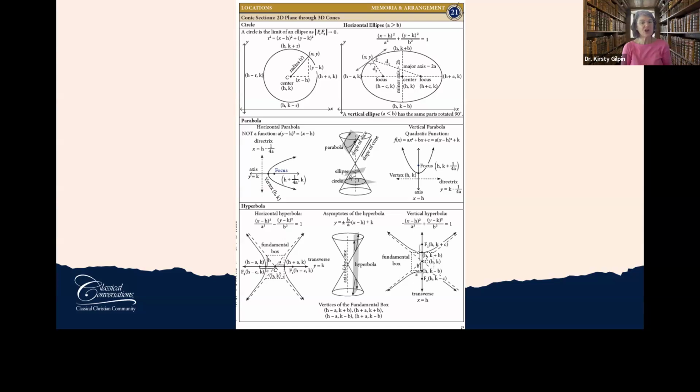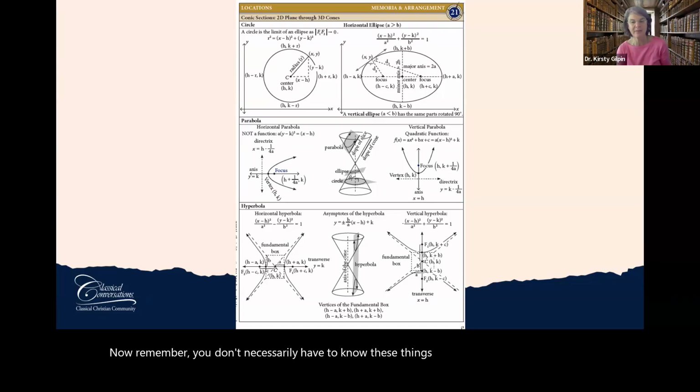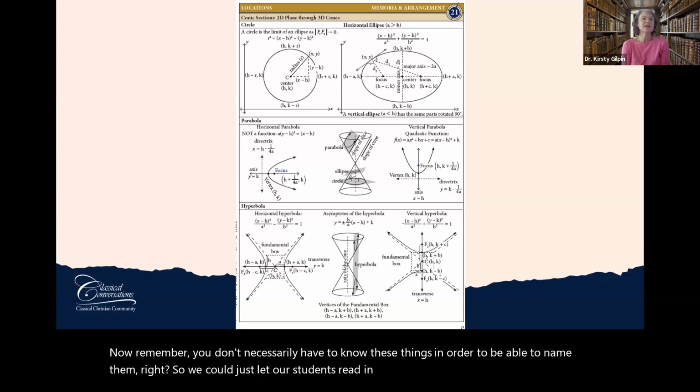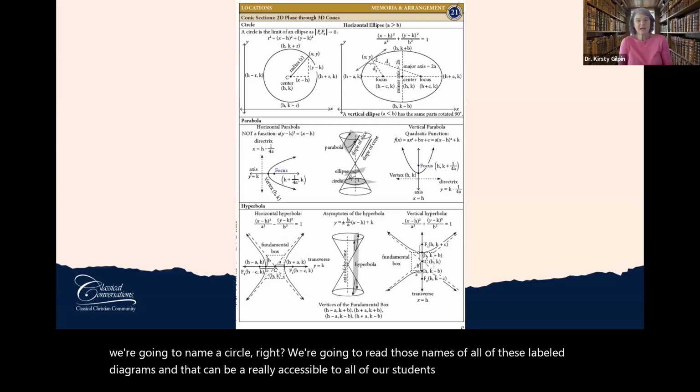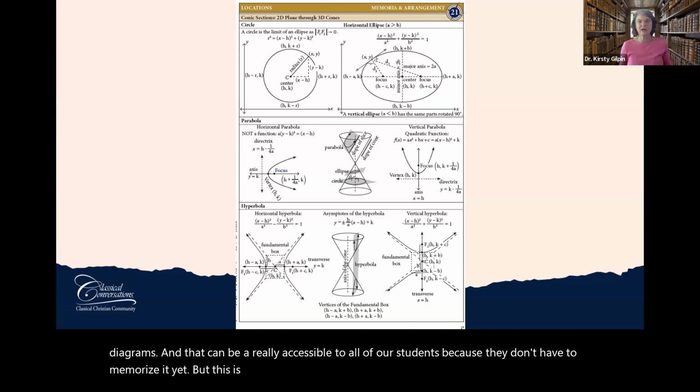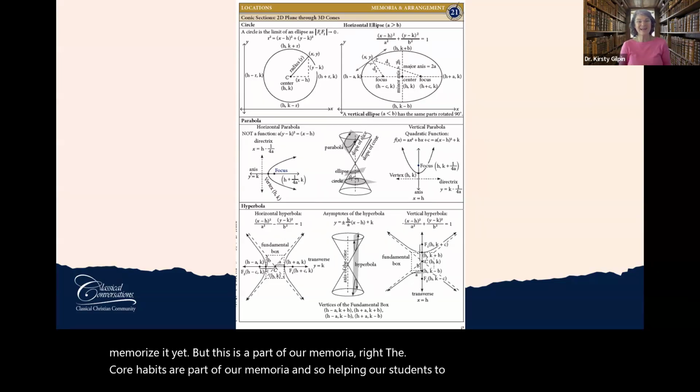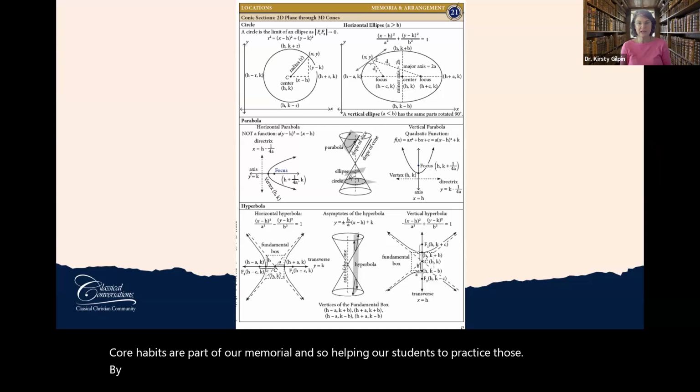So remember, you don't necessarily have to know these things in order to be able to name them, right? So we could just let our students read in order to name. We could say we're going to name a circle. We're going to read those names of all of these labeled diagrams. And that can be really accessible to all of our students because they don't have to memorize it yet, but this is a part of our memoria. The core habits are part of our memoria. And so we're helping our students to practice those by naming, and in this case, that could be reading the conic sections or reading the parts of the conic sections.